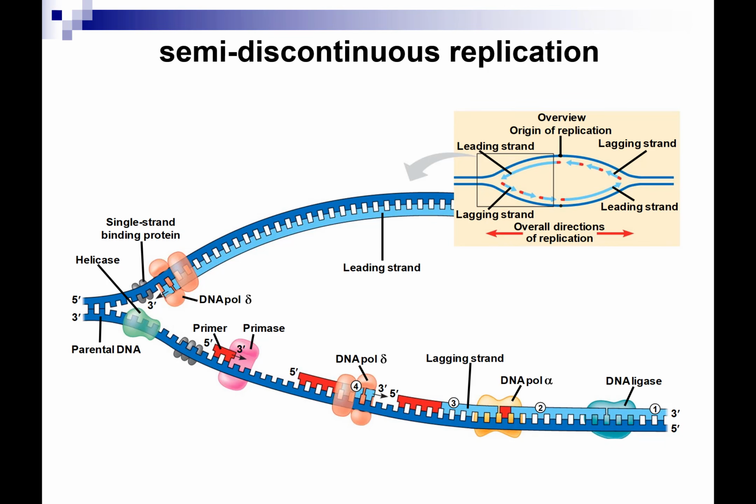Okay, so we talked about semi-discontinuous replication. Now we're going to talk about what to do with those RNA primers, because your DNA and your chromosomes are actually fully DNA. They don't have RNA in them. So what do we do with those RNA primers? They are removed.